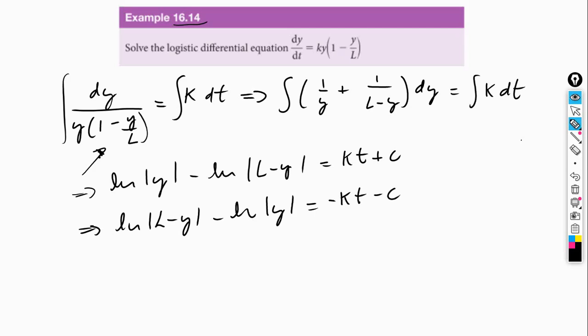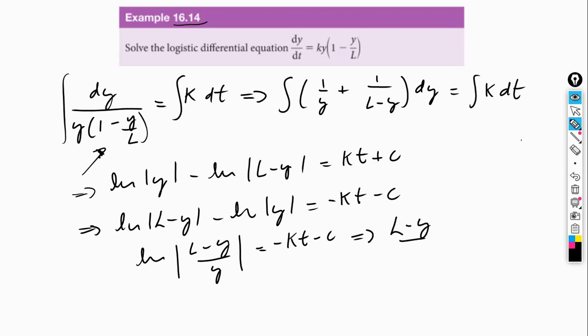And the reason is that we want to rearrange this so that we get the natural logarithm of the absolute value of L minus y over y, equal to minus kt minus c. So then if we apply the properties again of logarithms and exponential functions, this expression is going to end up being L minus y over y equal to Euler's number to the power of minus c times Euler's number to the power of minus kt.